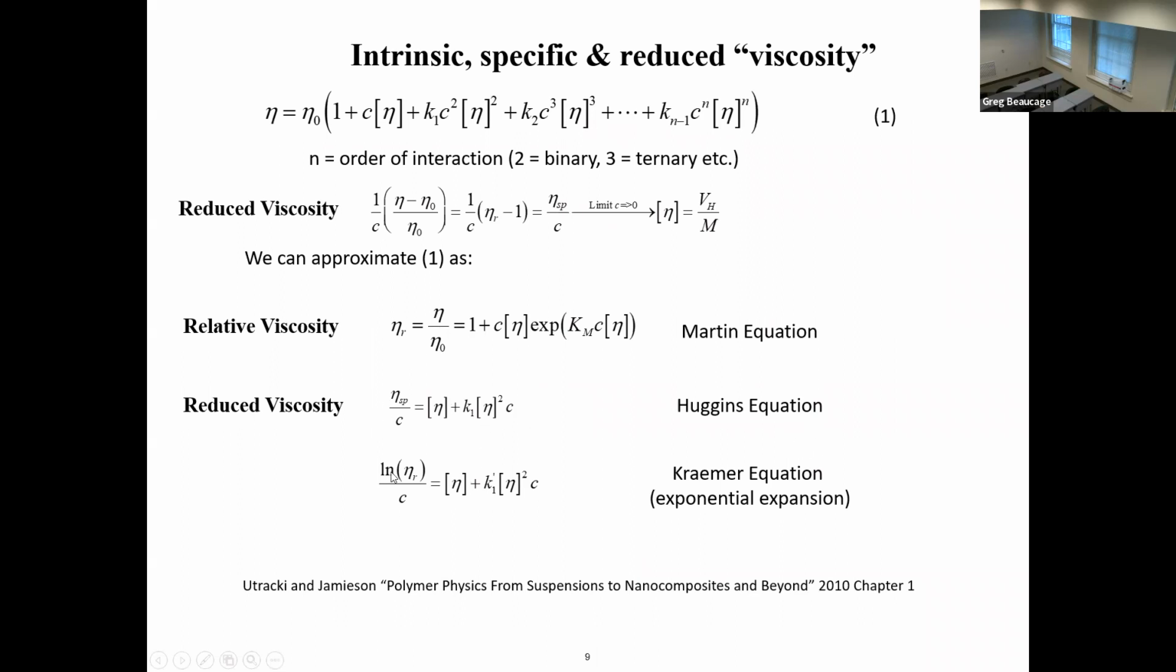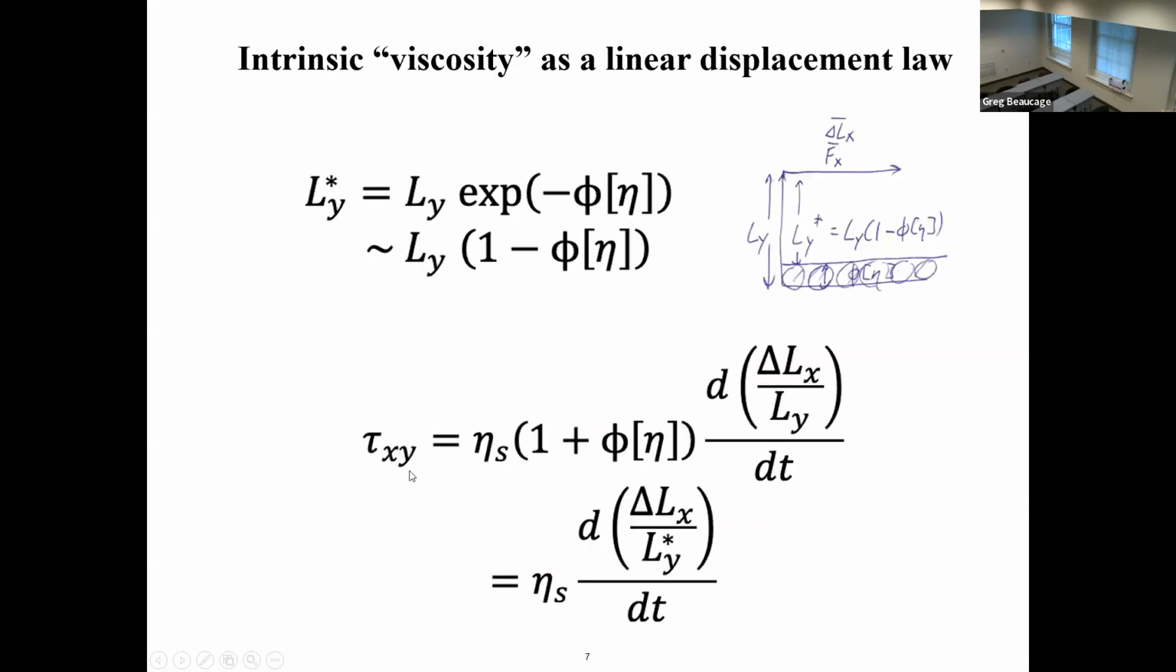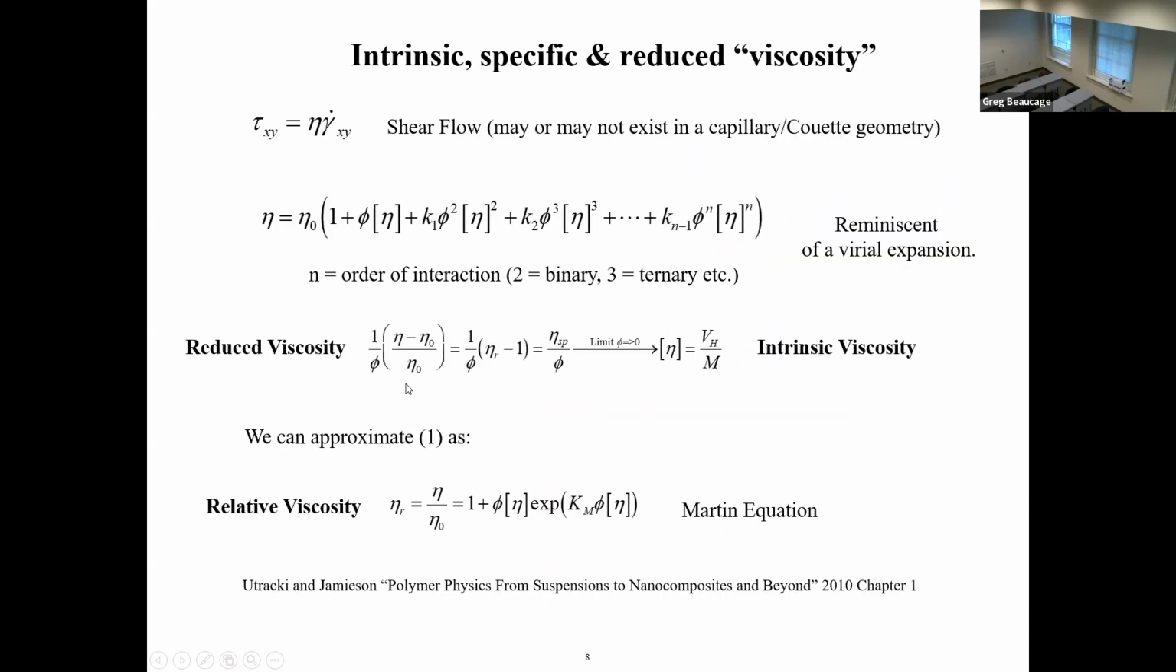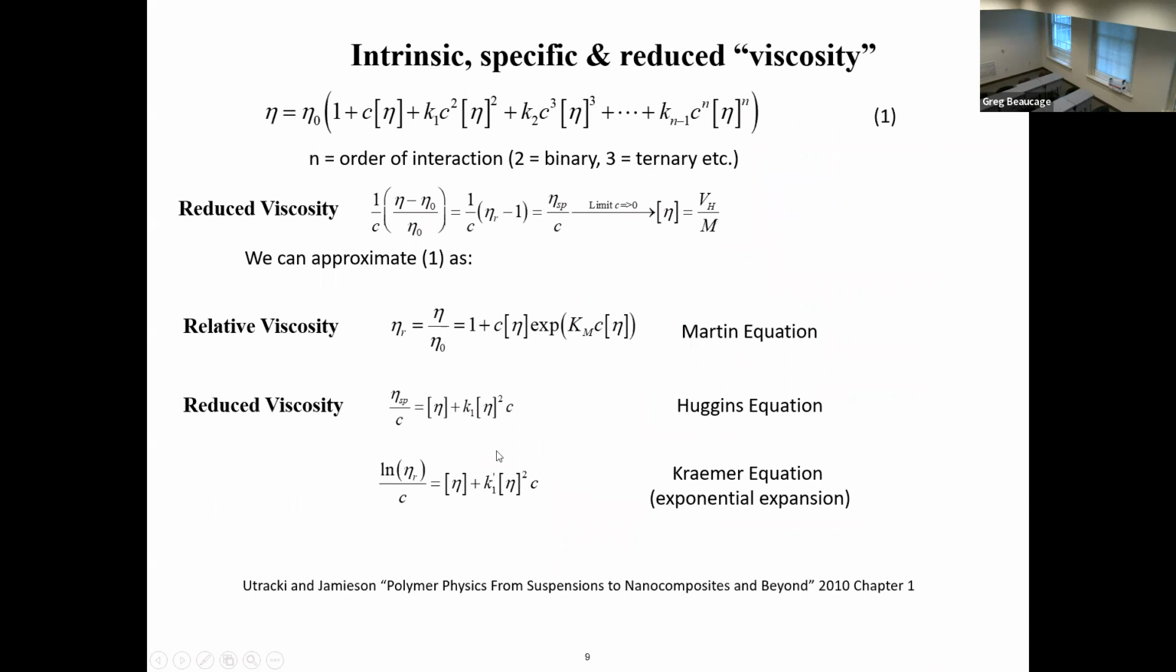And then there's doing an exponential expansion of this whole thing. So this would be exponential of intrinsic, but taking the first two terms. Then you take a log of the reduced viscosity, which I'll have to remind myself is the specific divided by C. Anyway, there are different equations people come up with. This is the Kraemer equation. A lot of this is in biology. People are looking at these kinds of equations to describe solution viscosities.